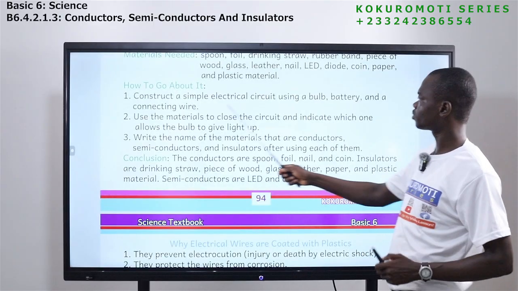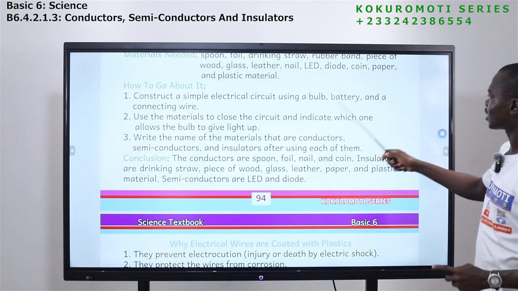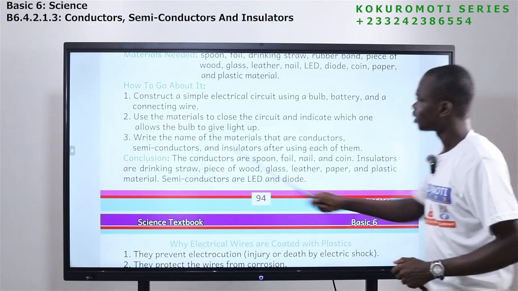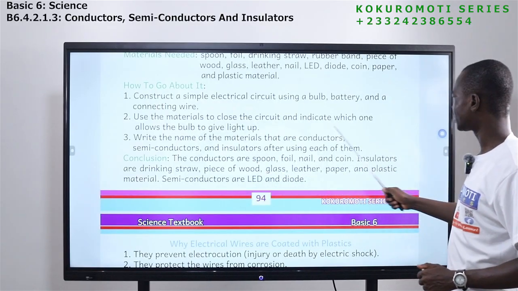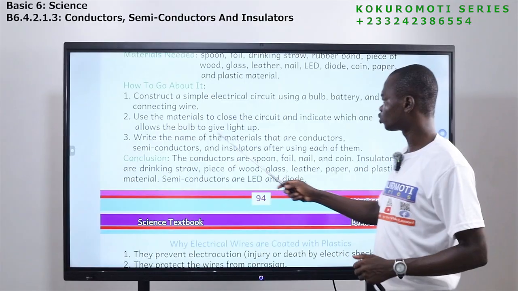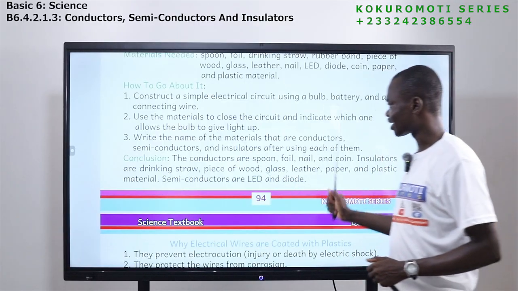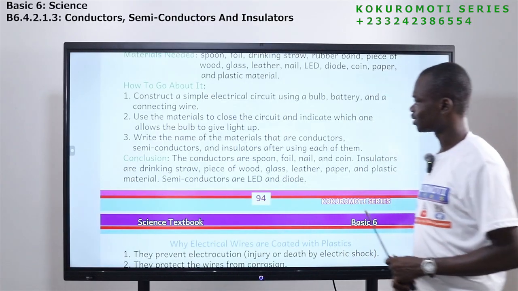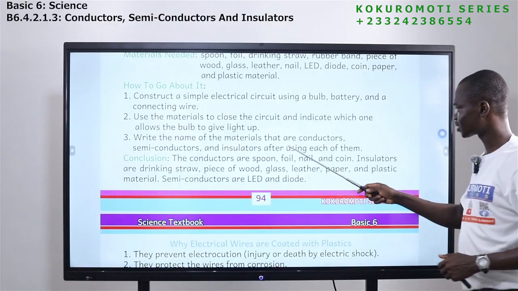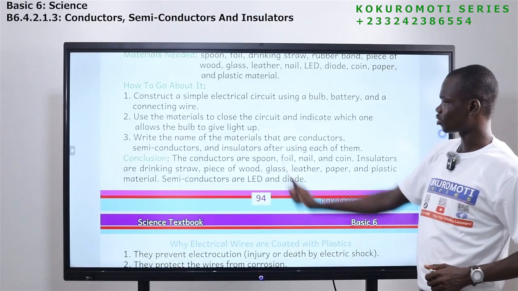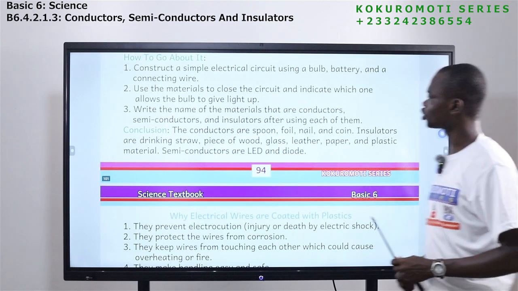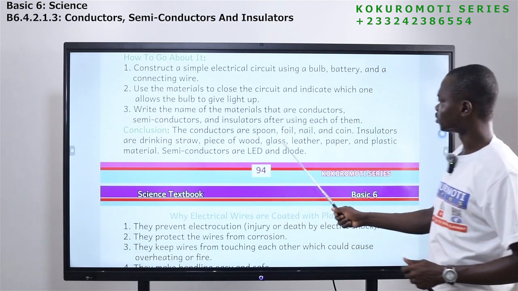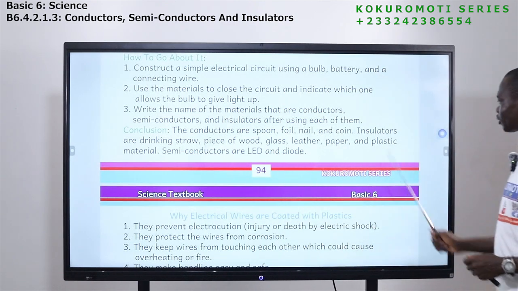Construct a simple electrical circuit using a bulb, battery, and a connecting wire. Use the materials to close the circuit and indicate which one allows the bulb to give light out. The next one is to write the name of the materials that are conductors, semiconductors, and insulators after using each of them. So in conclusion, the conductors are spoon, foil, nail, and coin.